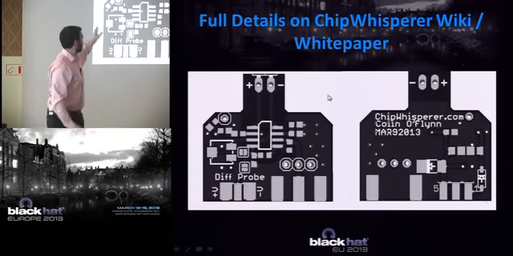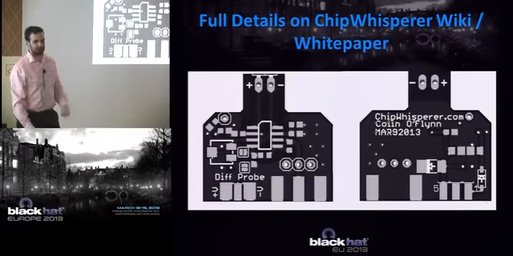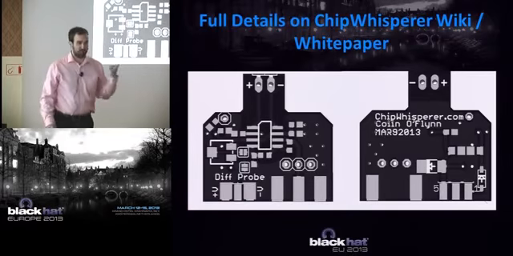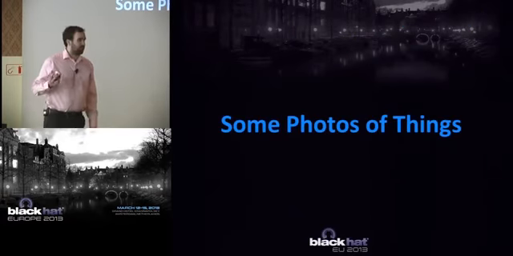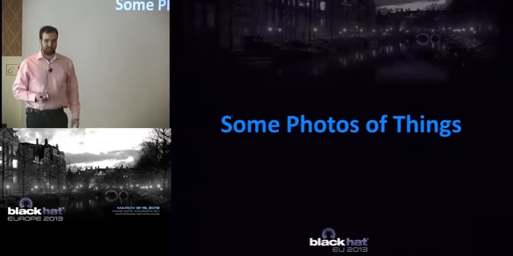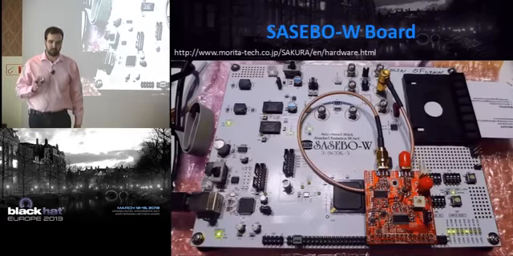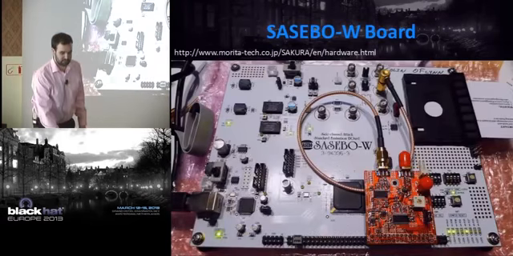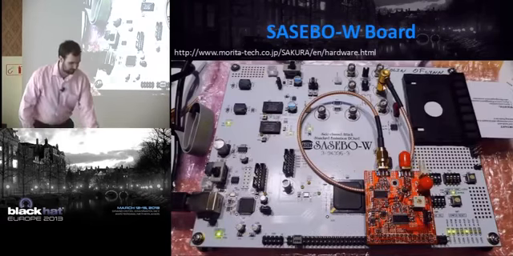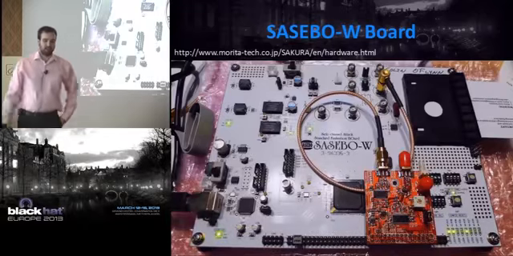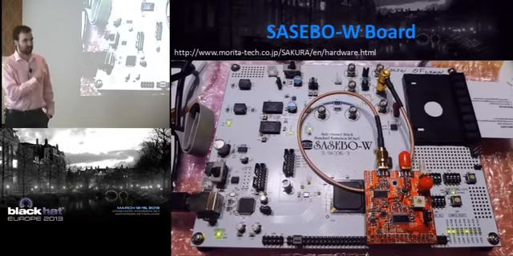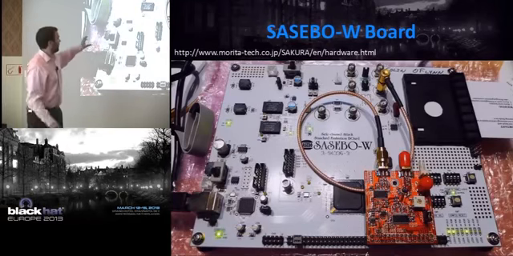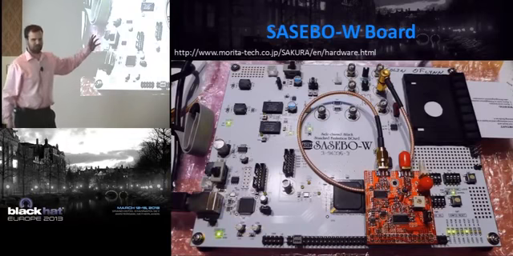There's a layout for an actual circuit board as well as the schematic in the white paper online. So here's a few photos of some extra things that didn't quite fit in. If you start to look into this, you'll see a few different useful boards in this area. There's a company, Sakura, that makes the Sasebo G2 I showed earlier, the Sasebo W. This is not a cheapskate board, I warn you, though. It's like $1,500 or something.